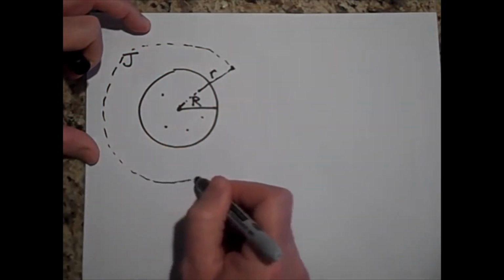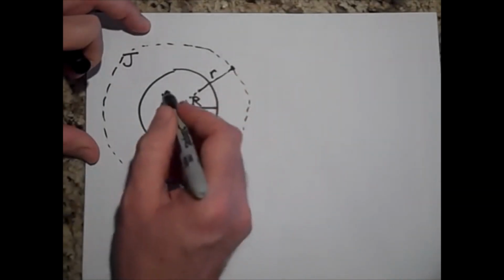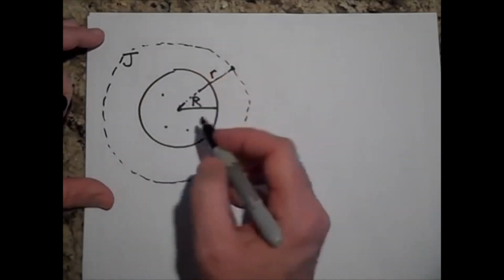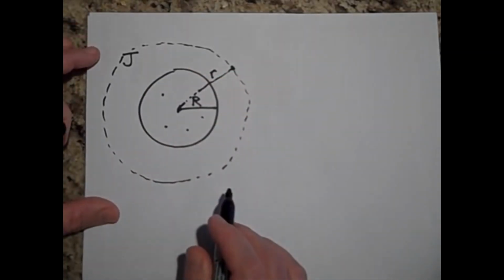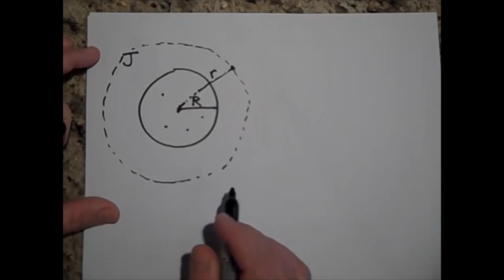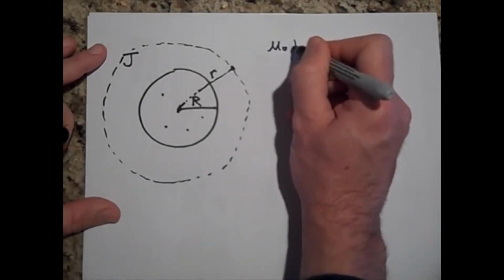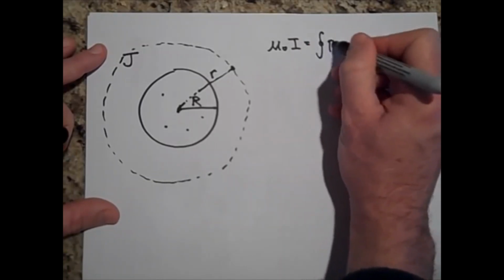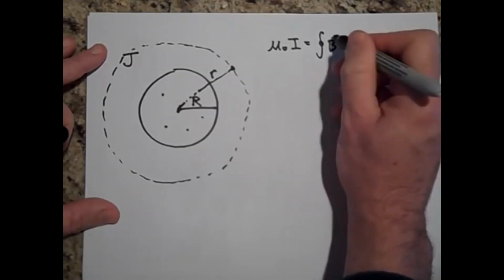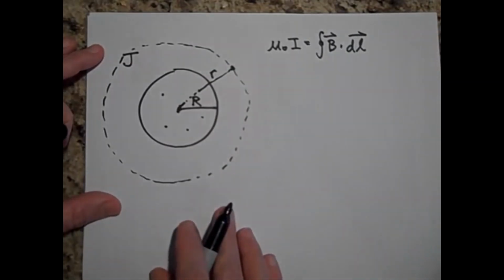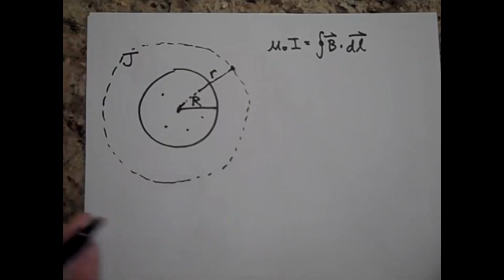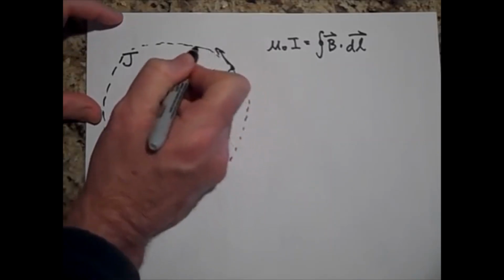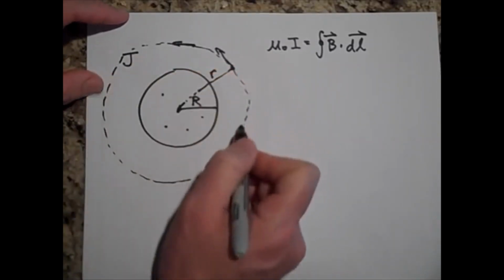Remember that the current density in there is J. So the current density in there is J. And so that's supposed to be a circle with its center here. And so I'm going to write down Ampere's law. Mu naught I is equal to the closed loop integral of B dot dl. Okay, so the dots are coming out at us, and so the B's are going this way. Draw a few B's.